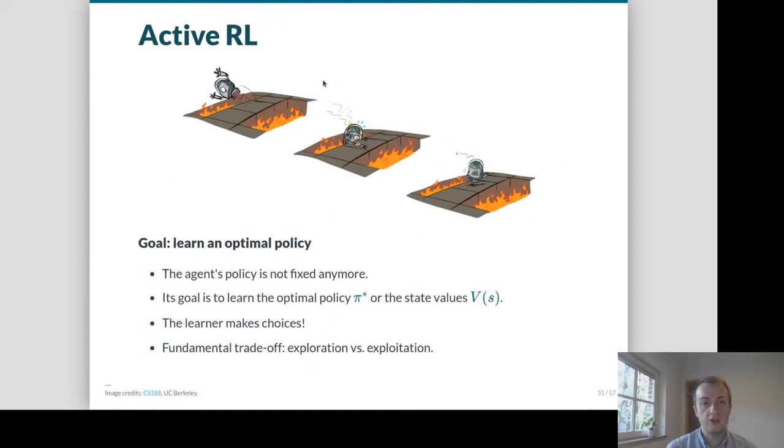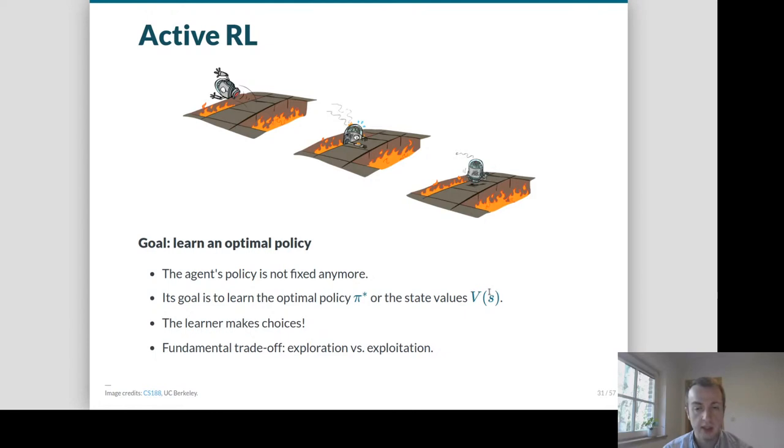All right, so now moving on to active reinforcement learning, our goal now will be to learn that optimal policy that we are after. That means the agent's policy would not be fixed anymore, and its goal will be to learn the policy pi star, or equivalently, the state value V star, where V star, if you remember our notations, corresponds to the V values as if you were following the optimal policy. What is also different from before is that the learner is no longer passive. It's actively picking the actions that it can take in the environment instead of blindly following some policy pi.